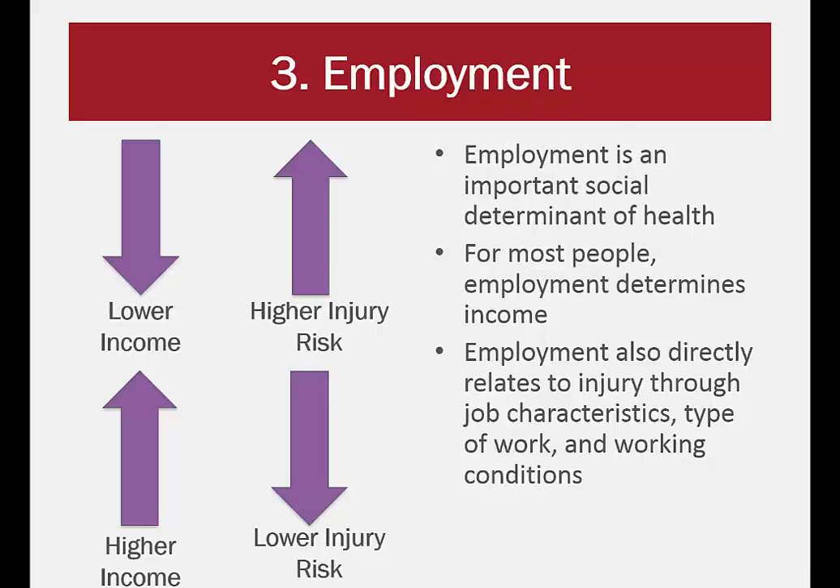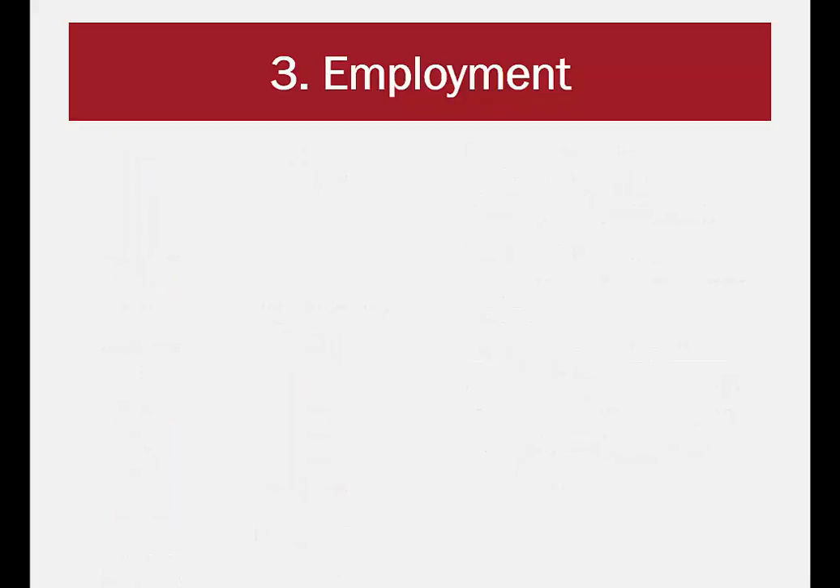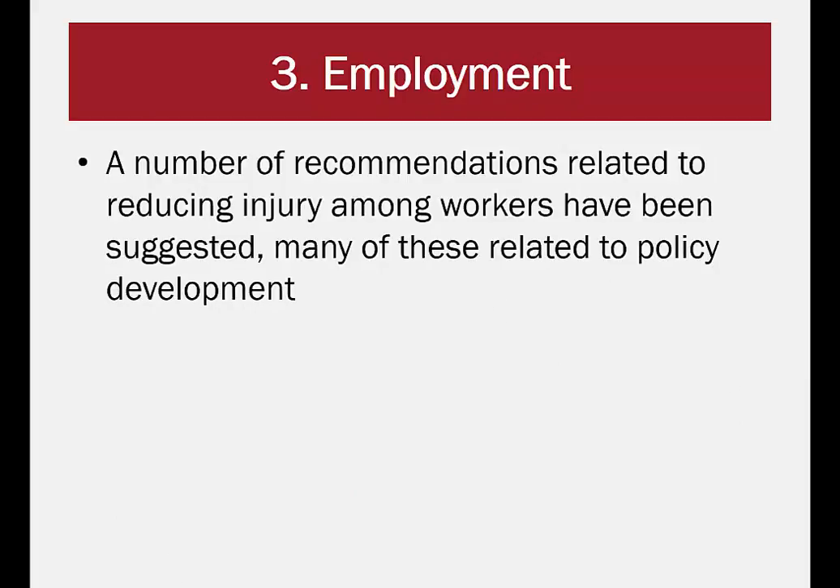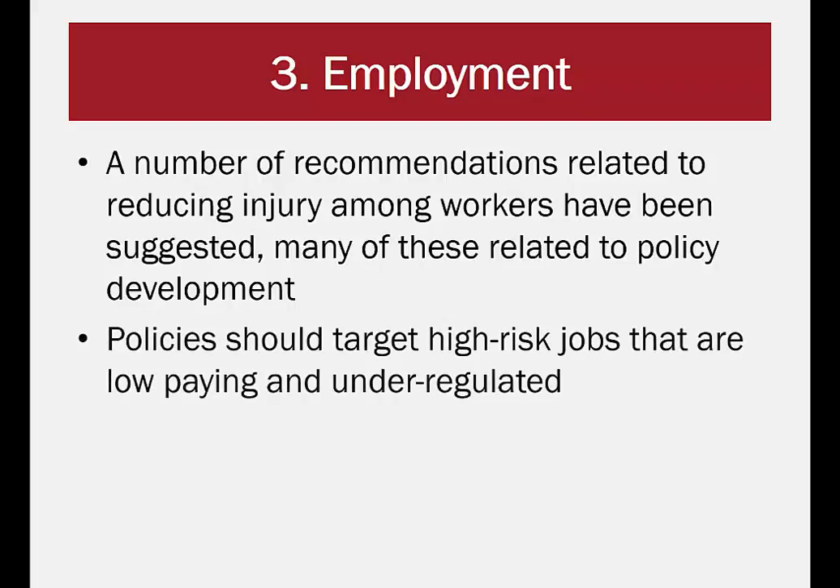Another important factor relating to employment as a social determinant of injury is job security. Employees who are forced to take intermittent or precarious work have increased levels of stress and overall poorer health than those in permanent positions. They are also less likely to have healthcare benefits to supplement those covered under provincial healthcare. A number of recommendations related to reducing injury among workers have been suggested. Many of these relate to policy development. Policies should target high-risk jobs that are low-paying and under-regulated.